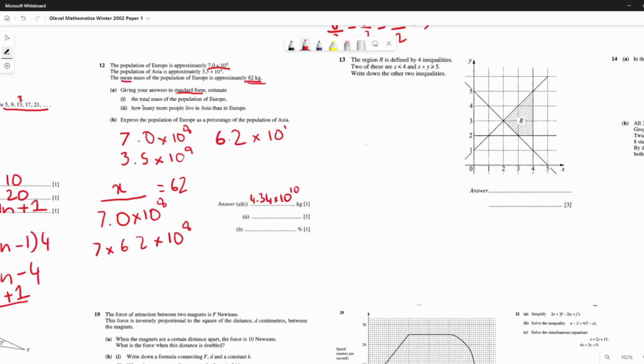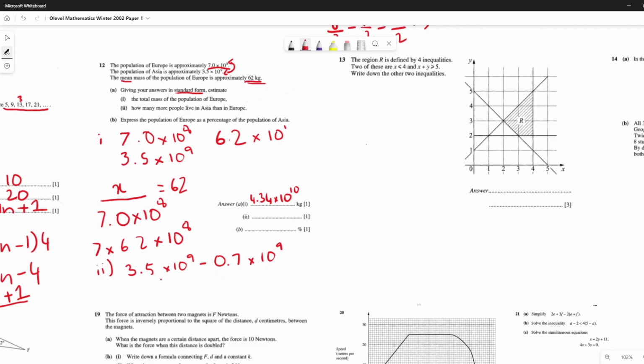Okay, let's move on to the second half of the question. The second half of the question states, how many more people live in Asia than in Europe? So we just need to subtract this from this. So what we can do is 3.5 into 10 to the power of 9 minus actually 0.7 into 10 to the power of 9. What I've simply done is I've moved the decimal over 1, which I increase, like I did here, I just increase the power of 10.